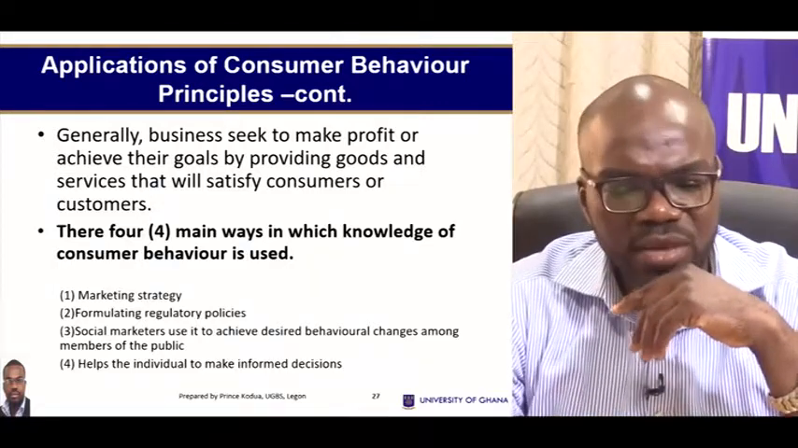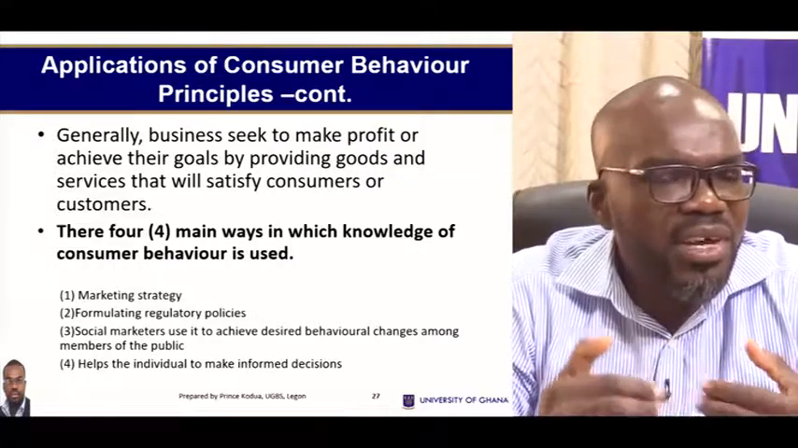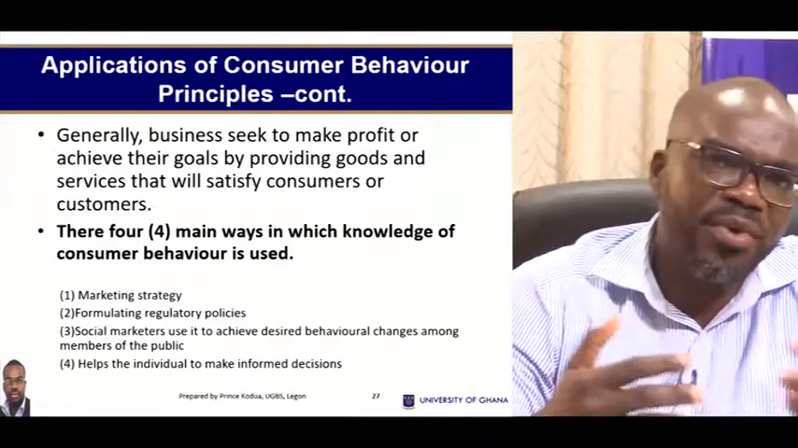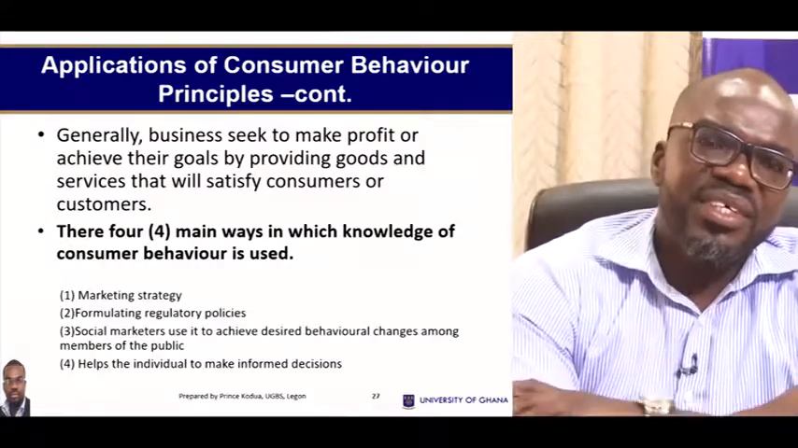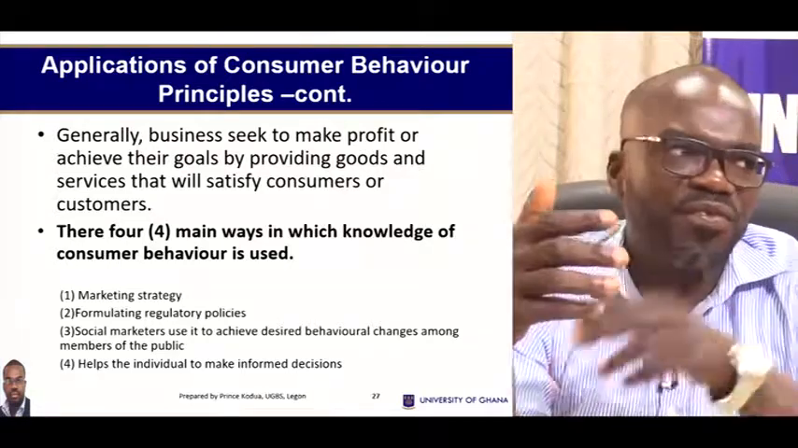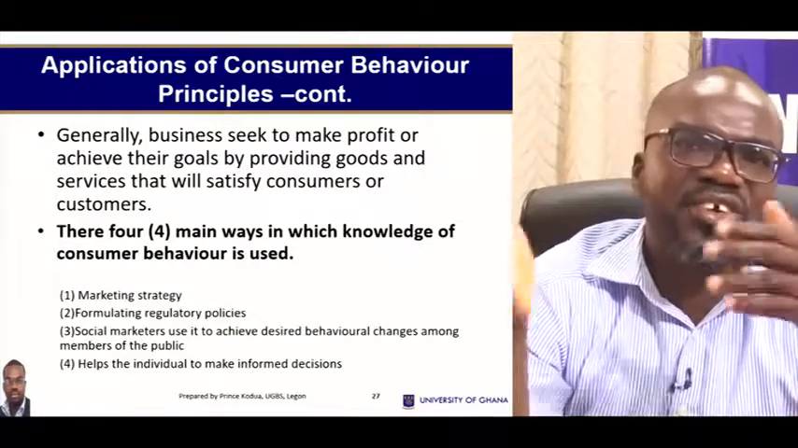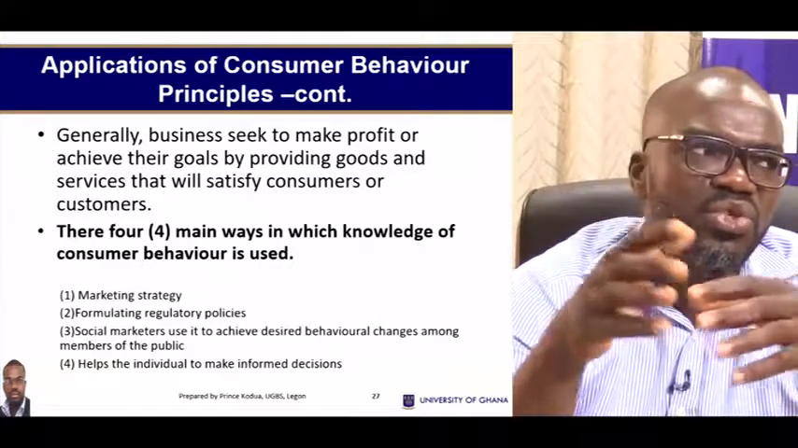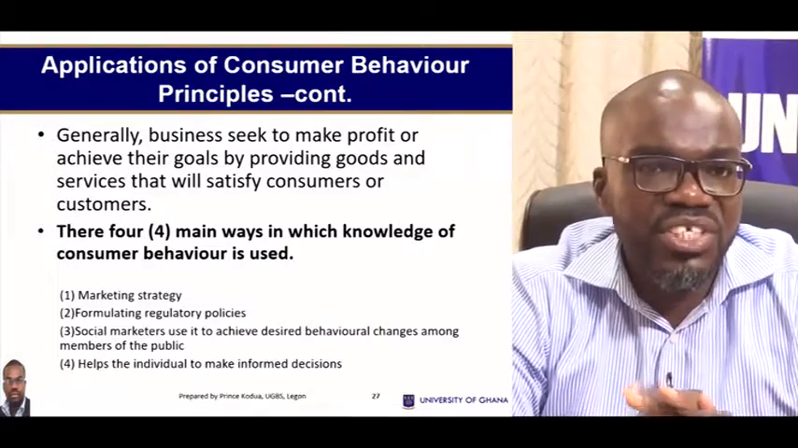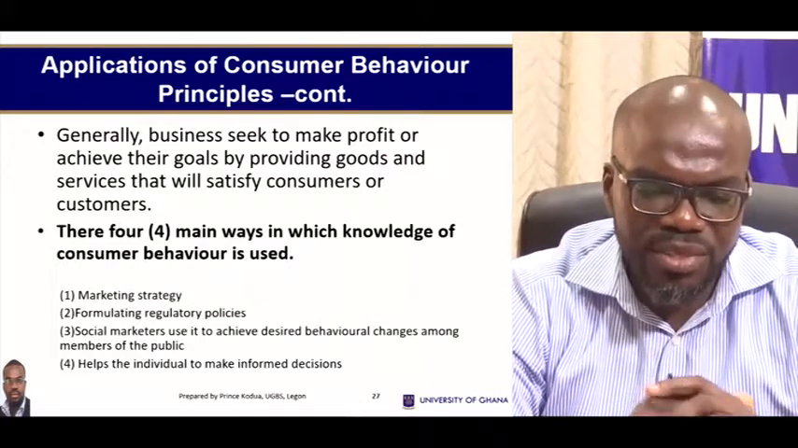Of course, we also talk of social marketing. We are saying that social marketers can use knowledge of consumer behavior to bring about the needed or desired behavioral changes among members of the public. What do social marketers do? They are mostly interested in bringing about behavioral change. The issue of alcoholism, drink driving, teenage pregnancy and all that. Social marketers are interested in these social issues. And for them to be able to achieve the desired behavioral changes, they also need to understand the behavior of consumers or the public, so to speak.